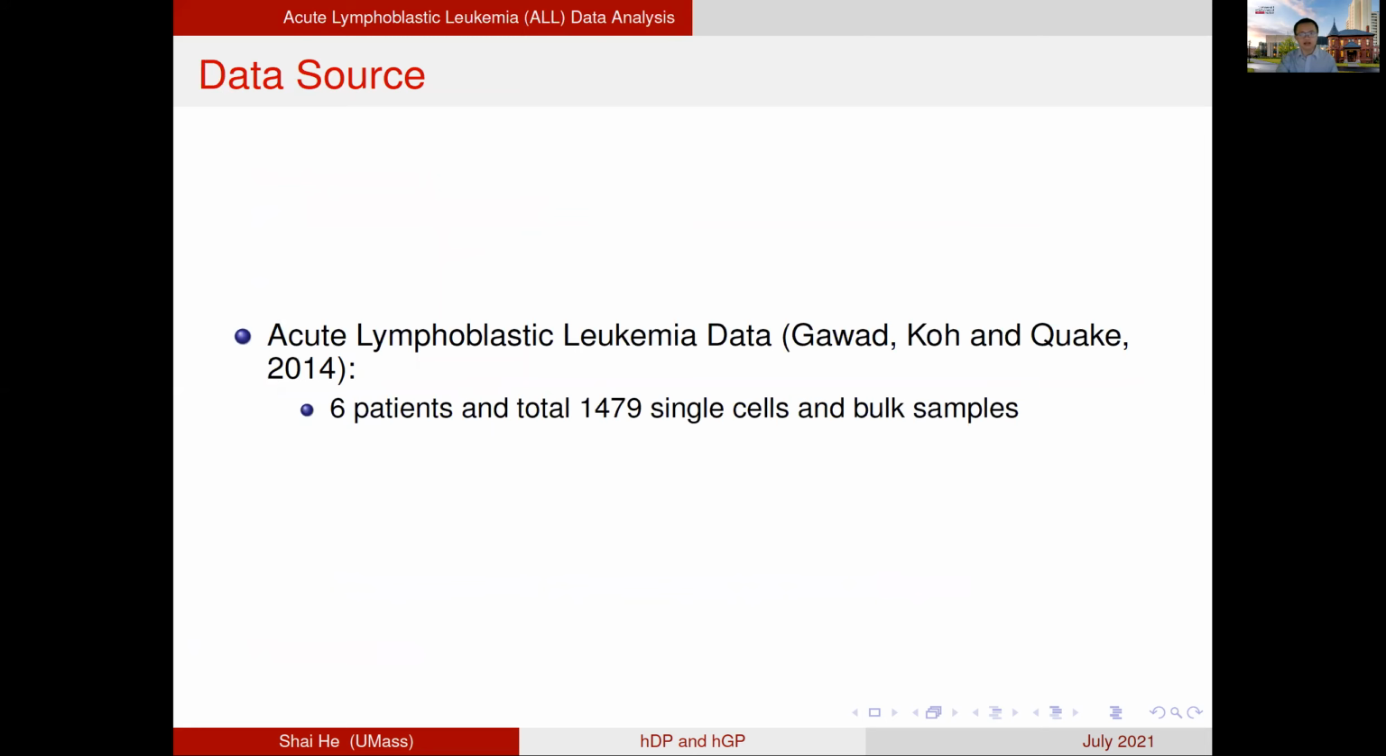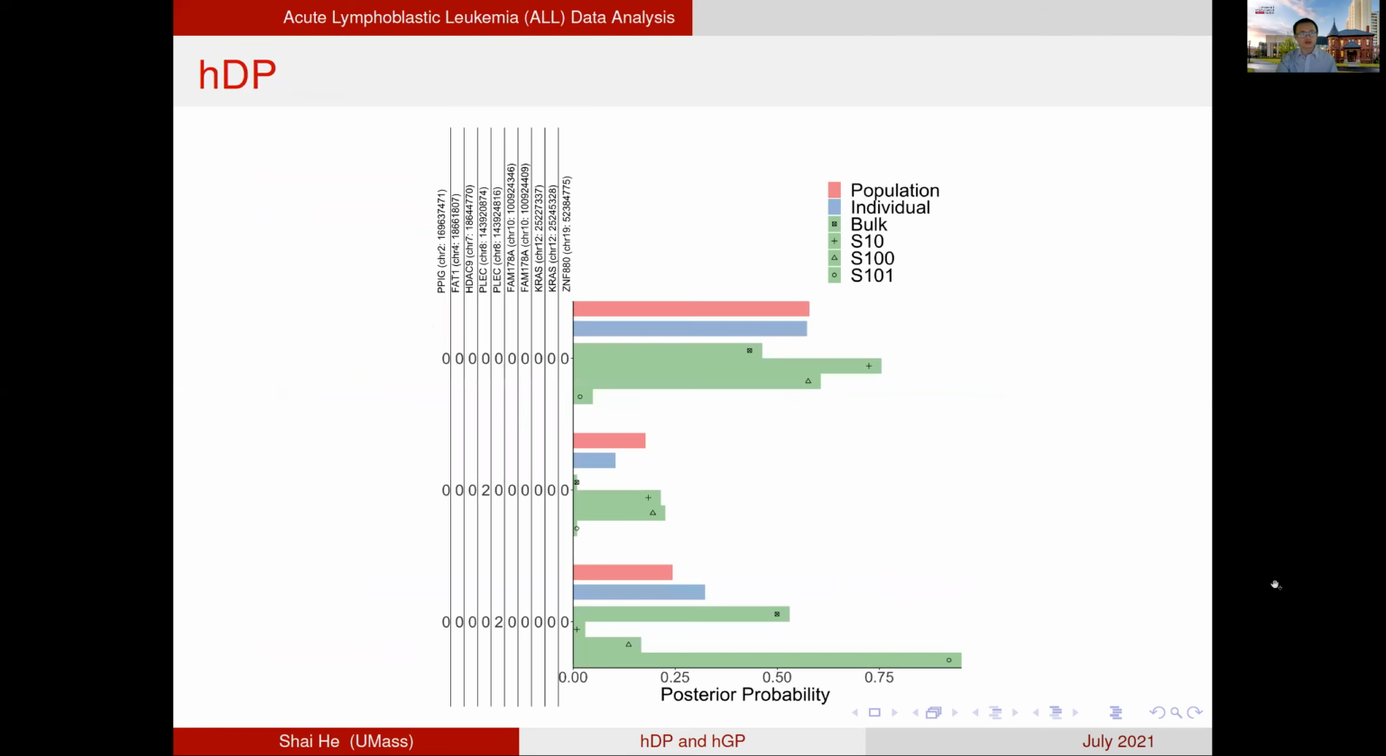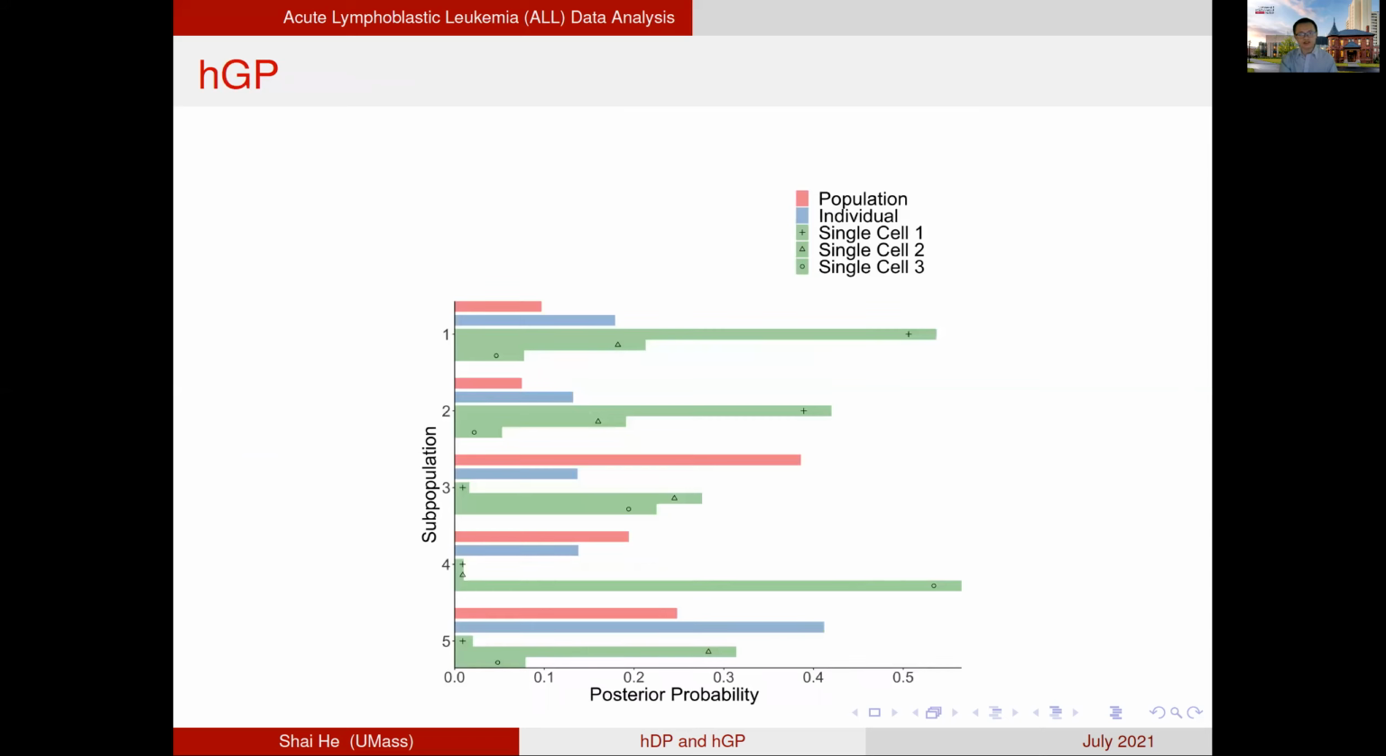Then for the real data analysis, we use the acute lymphoblastic leukemia data, which has 6 patients and a total of 79 single cells and bulk samples. The HDP identified 3 major components for patient 6 and shows large probability on the component that only has the private mutation for single cell S101, which is similar to the original data set. We also apply HGP to a larger data set, which has more loci, and it can also identify different components.